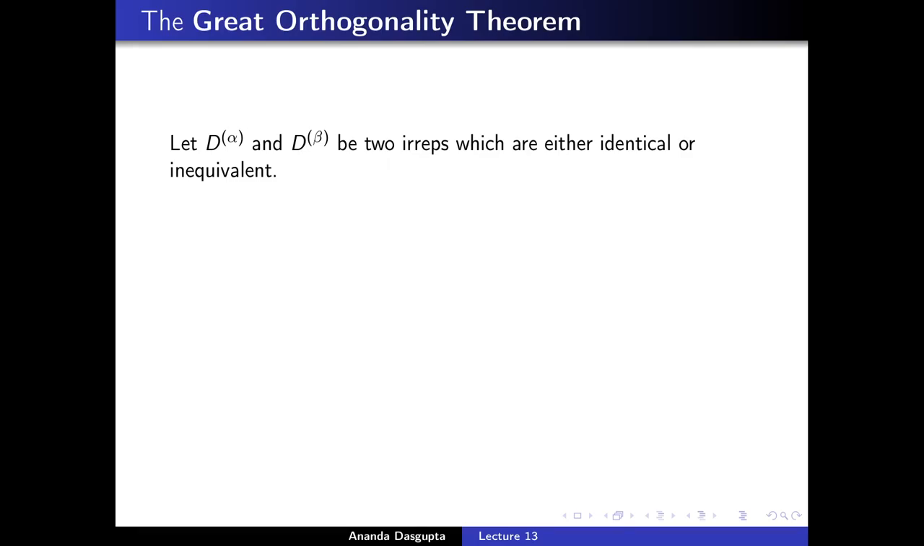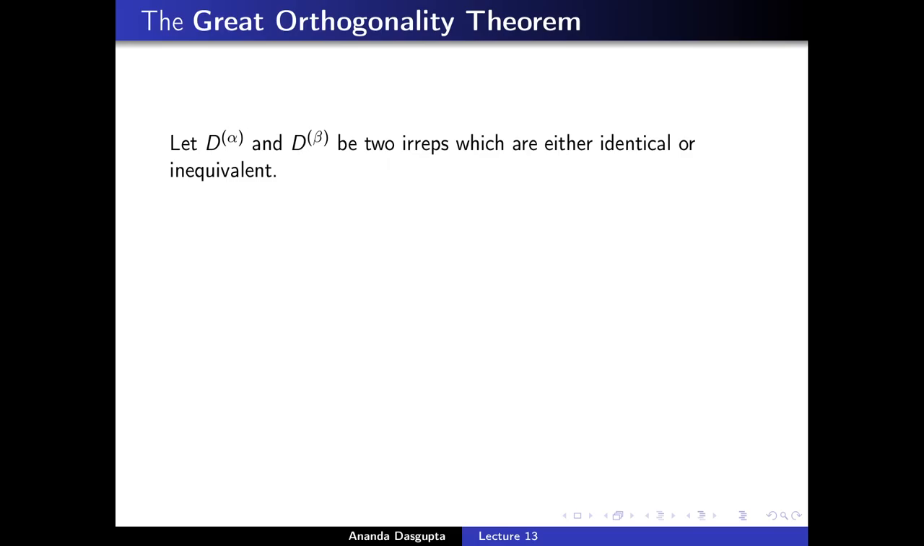Let small d alpha and small d beta denote the dimensions of the two representations respectively. That means capital D alpha maps every group element small g from the group capital G to a d alpha by d alpha matrix, and D beta maps every group element small g to a small d beta by small d beta matrix.